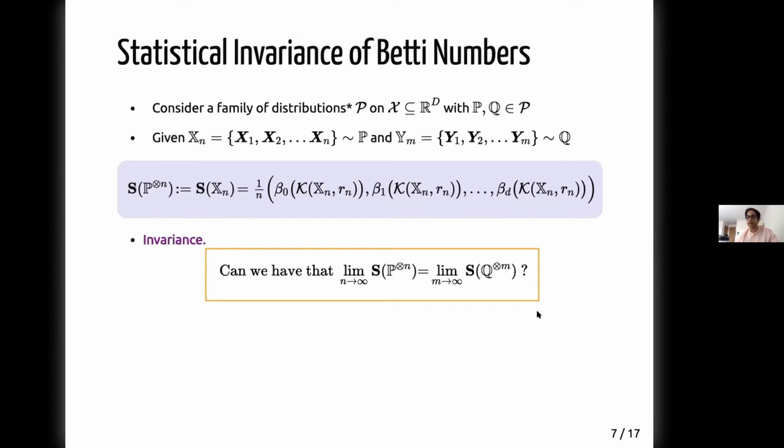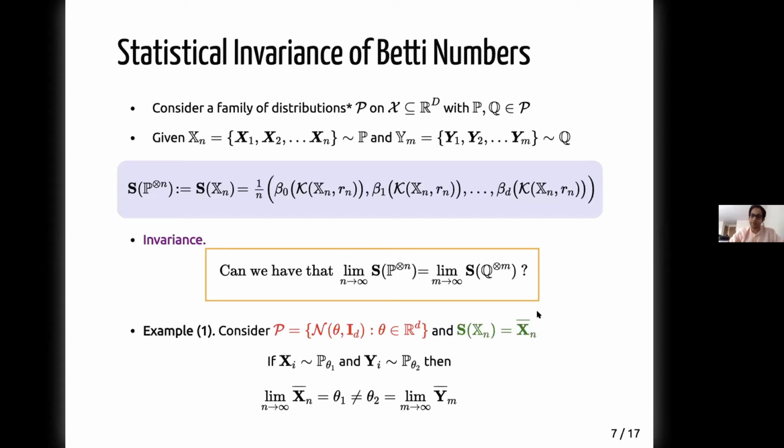And statistical invariance will imply that points sampled from two distinct probability distributions exhibit identical asymptotic behavior. Or in the parlance of statistics, it means that they are measuring the same population-level quantity. So here's a familiar example.